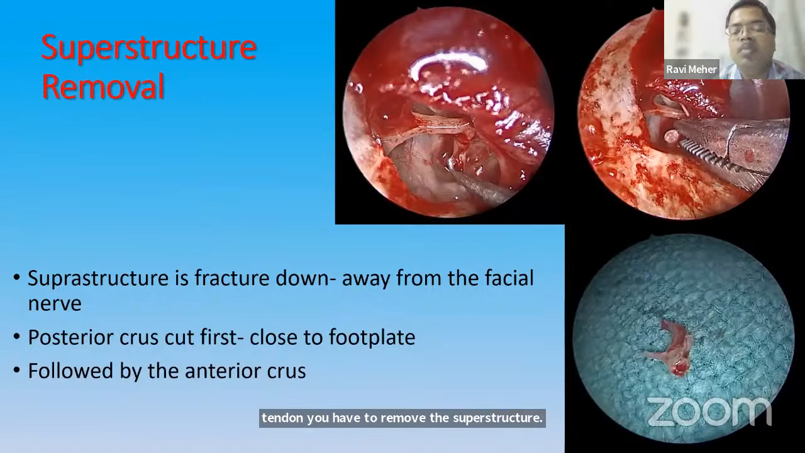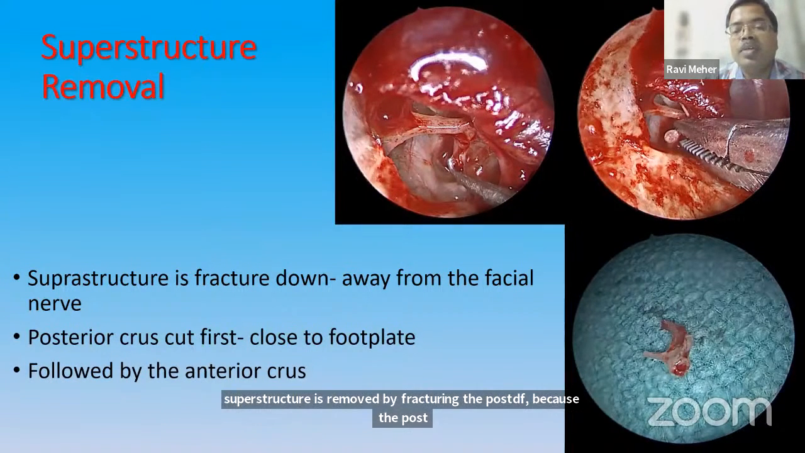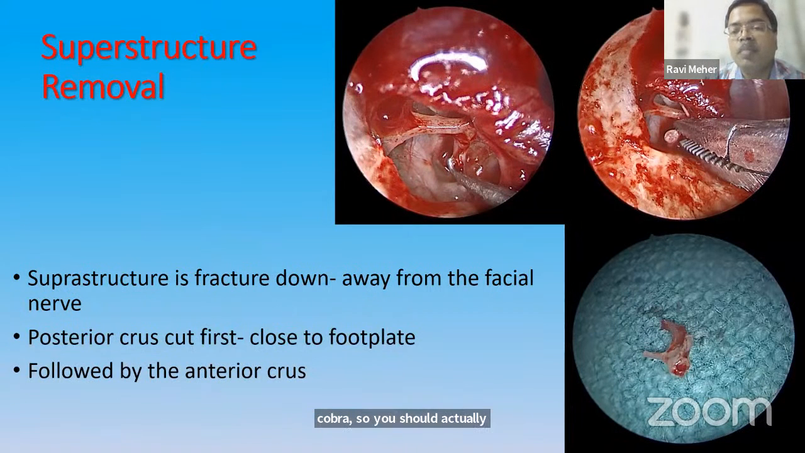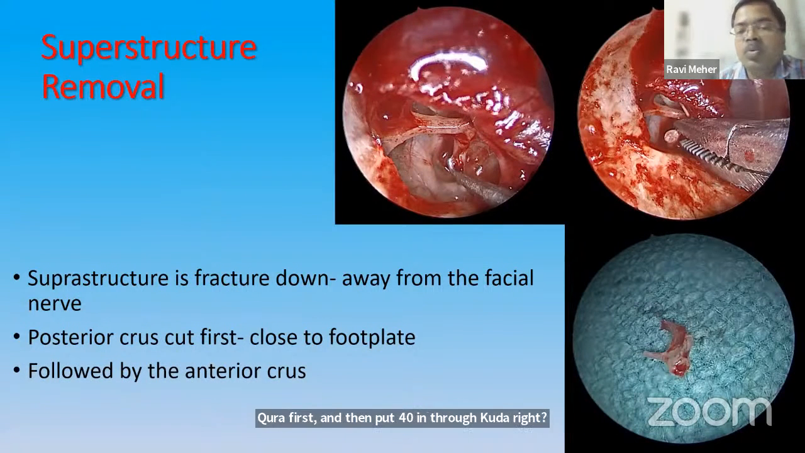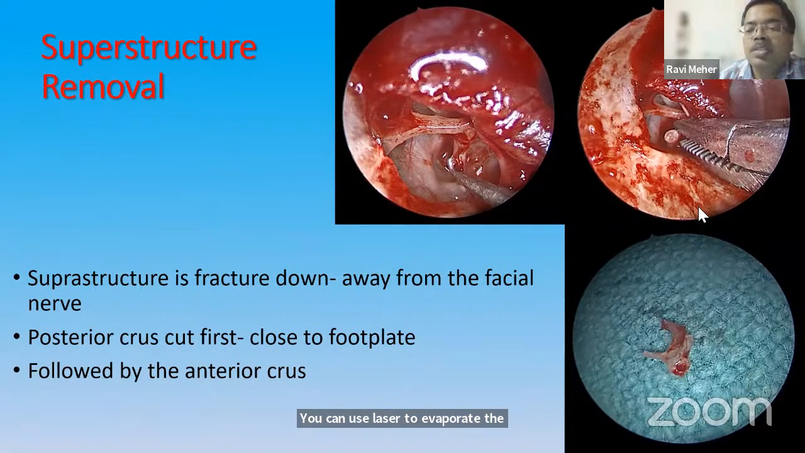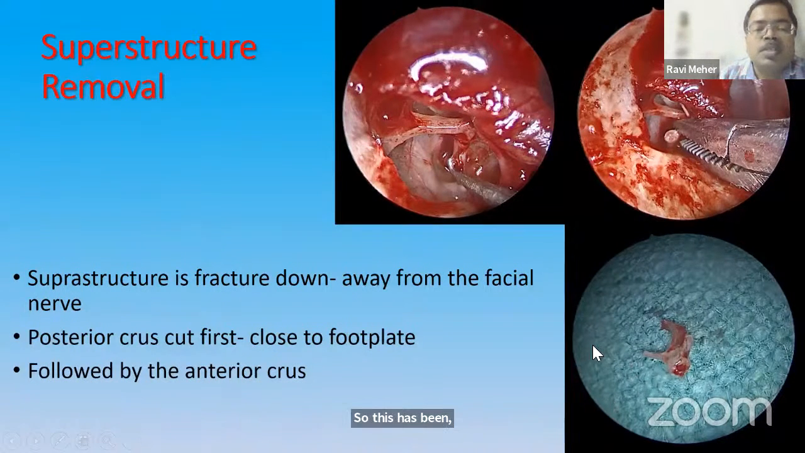The suprastructure is removed by fracturing the posterior crura first, because the posterior crura of the footplate is thicker than the anterior crura. So you should try to fracture the posterior crura first, and then go for the anterior crura, right? You can use a sharp right angle pick to score the posterior crura near the footplate, or you can use a drill, or you can also use laser at this point. If you have laser at your disposal, you can use laser to evaporate the posterior crura and then the anterior crura and remove it, right? So the superstructure has been removed, and this is the stapes suprastructure.